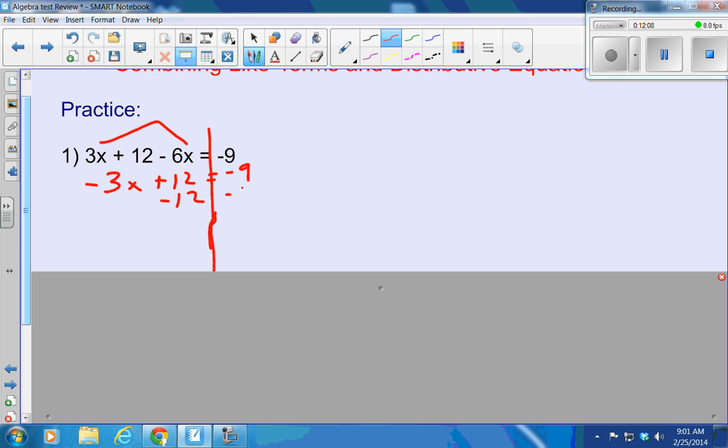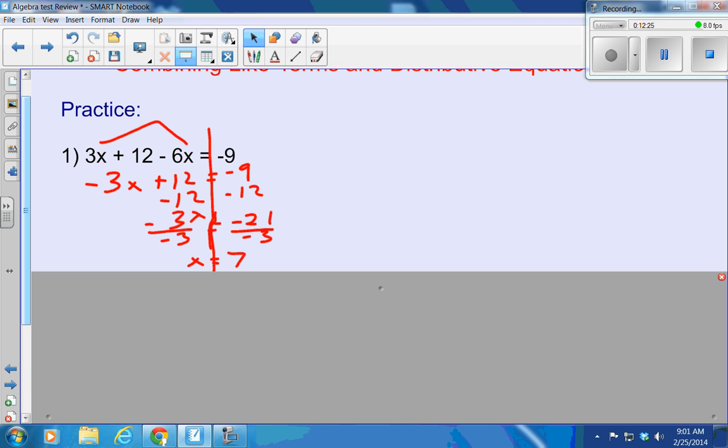Now I'm just in two-step algebra. Minus 12, that gives me negative 21, negative 3x, divide by negative 3, divide by negative 3, x equals 7. A negative divided by a negative is a positive. That was a pretty challenging problem, and I moved through it pretty quick.